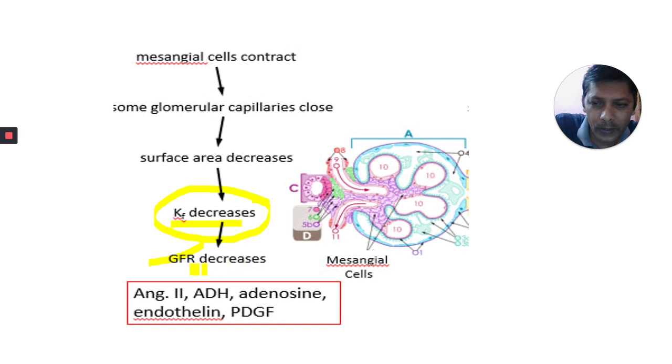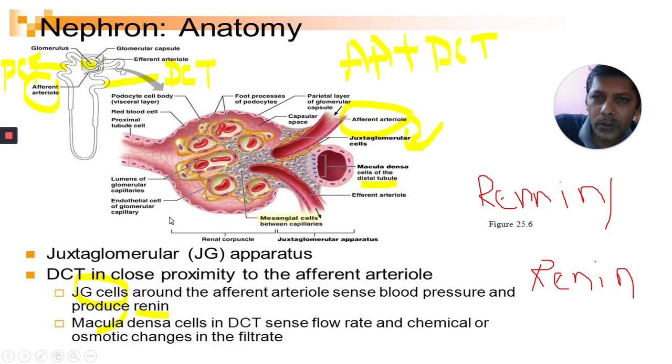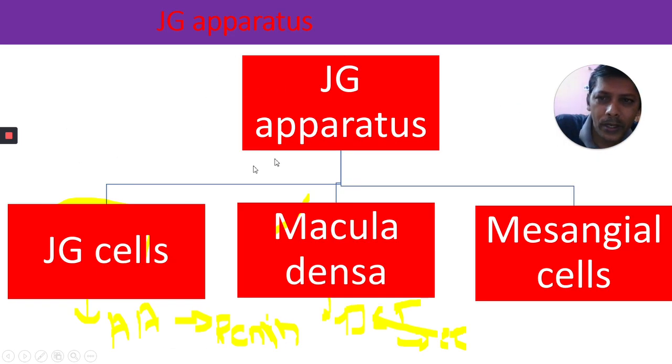There are two types of mesangial cells. That's about the JGA, the juxtaglomerular apparatus, which consists of three components: JG cells, macula densa, and mesangial cells.